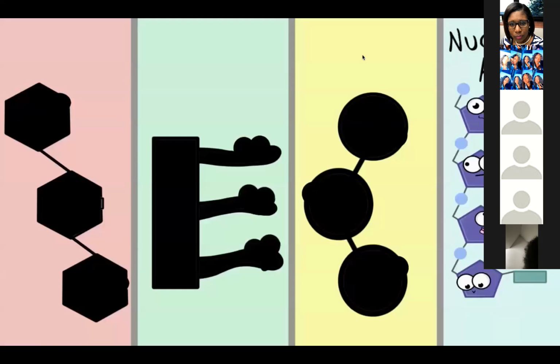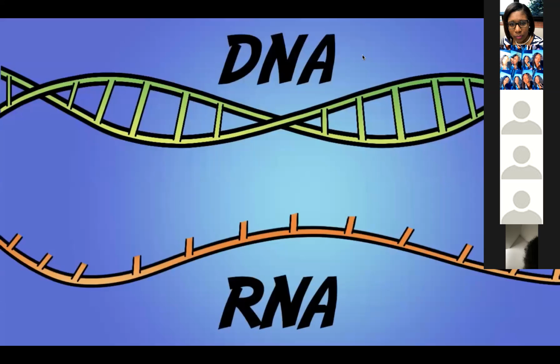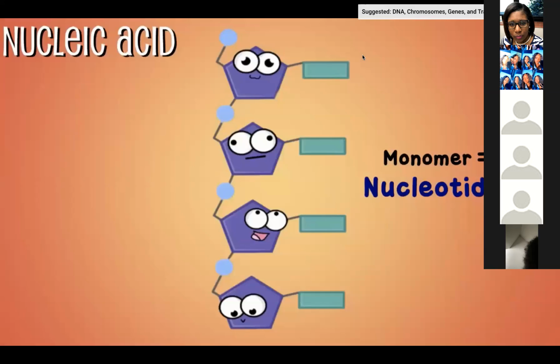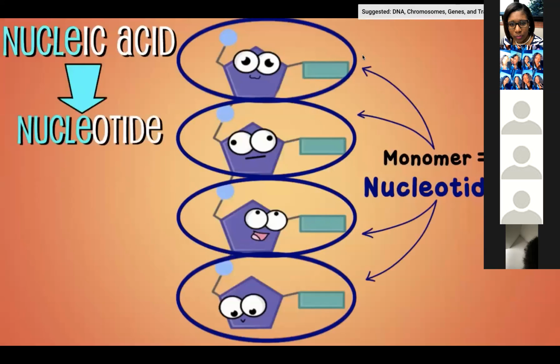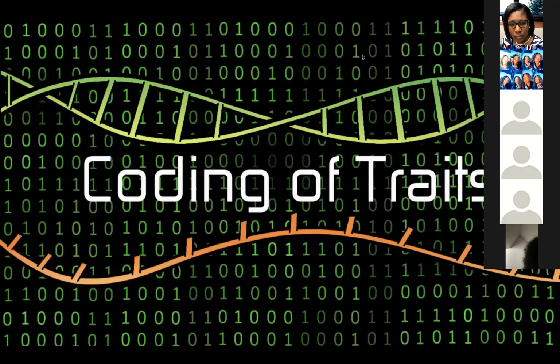The last biomolecule is known as a nucleic acid. Nucleic acids include DNA and RNA, which we'll get to when we get to genetics. They have a monomer called a nucleotide. It's going to be an easy one for you to remember because nucleotide sounds a lot like nucleic acid. And considering DNA and RNA, both of these are involved in genetic information for the coding of your traits.